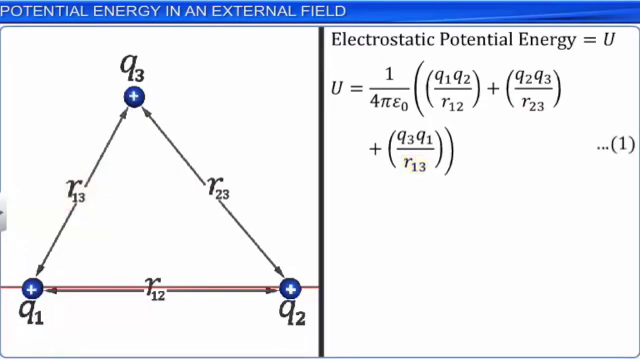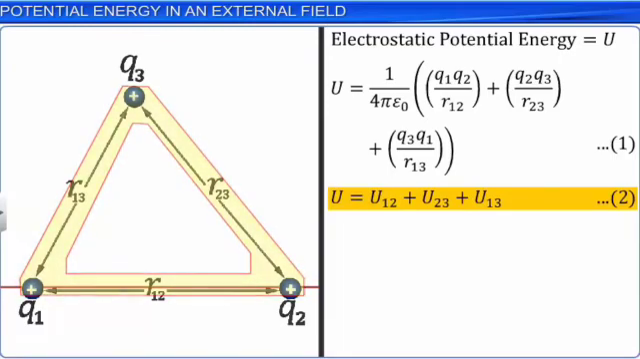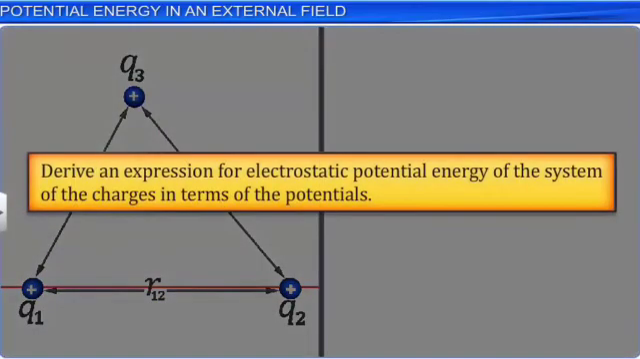Equation 1 can also be written as U is equal to U12 plus U23 plus U13. Let this be equation 2. In equation 2, U12, U23 and U13 are the electrostatic potential energies for the pairs of charges Q1, Q2; Q2, Q3; and Q1, Q3 respectively. Let us now derive an expression for the electrostatic potential energy of the system of charges in terms of the potentials.